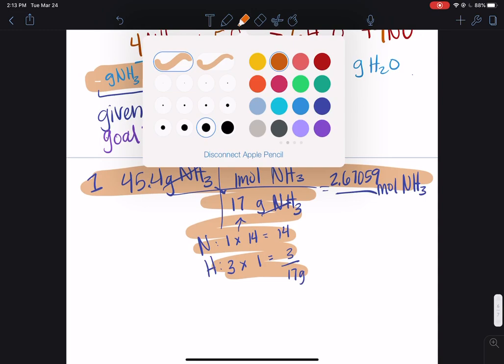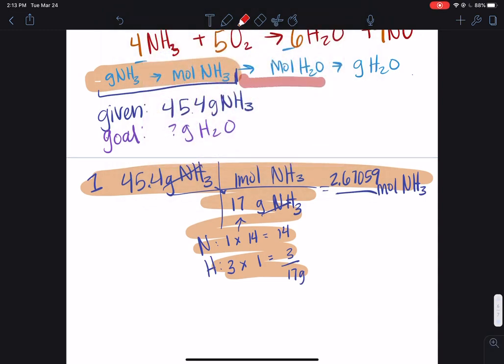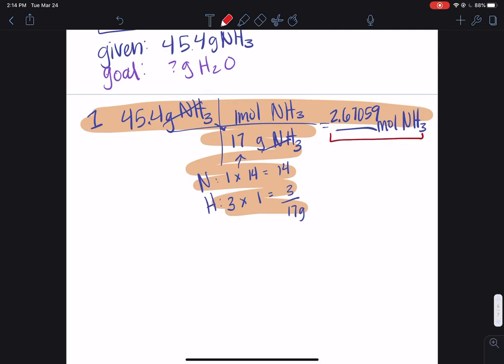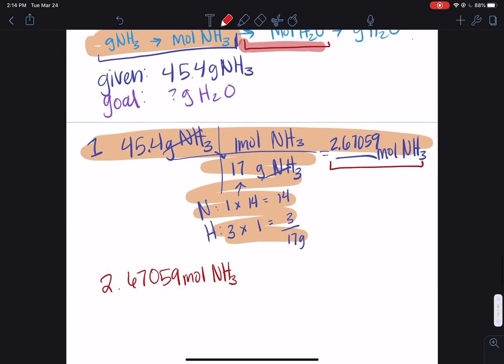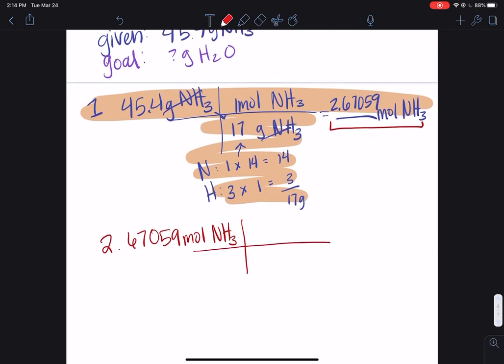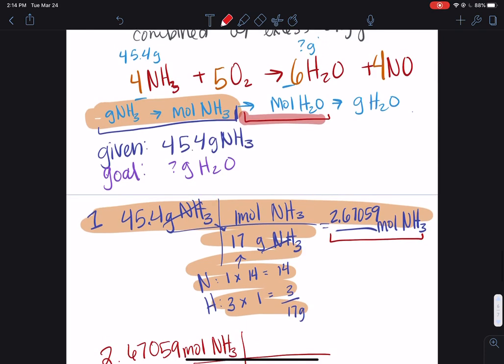Well, the next place that we need to go is moles of water. So we're going to take this number, 2.67059 moles of NH3. That is where we are right now because that's what we solved for. And since we're trying to get moles of water, we're doing a mole-to-mole conversion of ammonia to water. When we do mole-to-mole conversions, we are going to use these coefficients, the one that goes with NH3 and the one that goes with water.